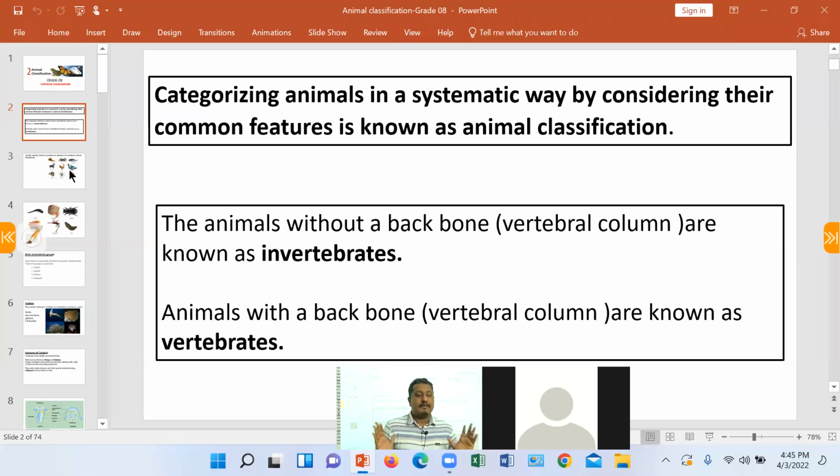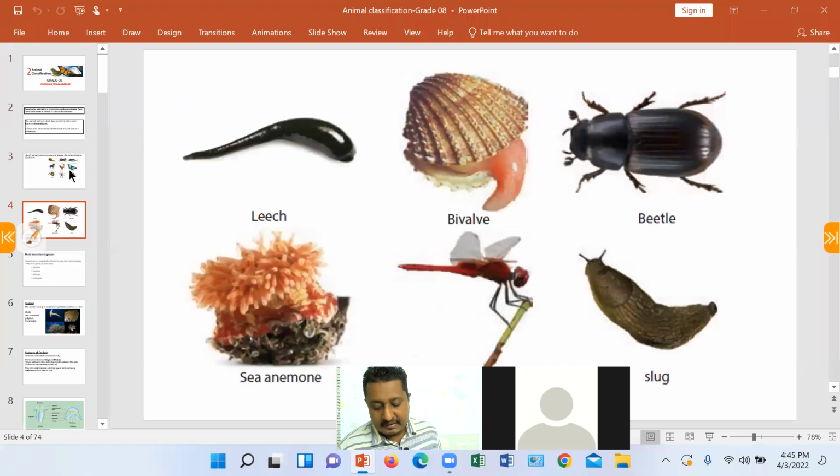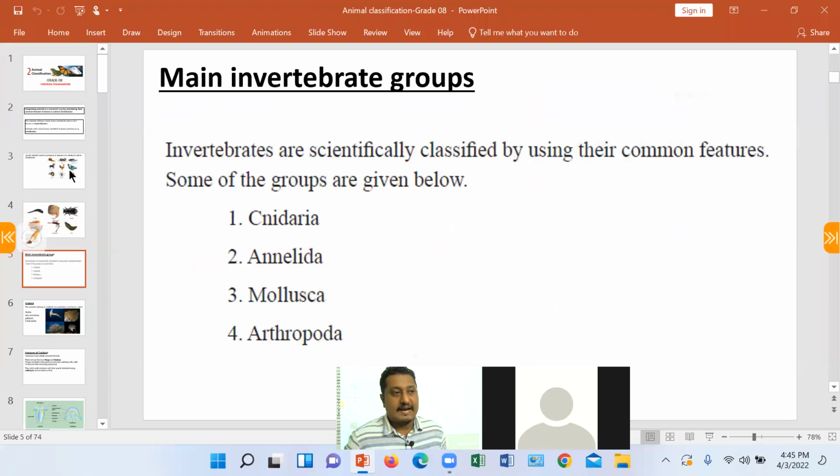Presence or absence of a vertebral column. Okay. Then first we learn invertebrates, and I told you that invertebrates can be further classified into another 4 groups for your level. Actually, there are more than 5 groups. You will learn them later. You are still in grade 8, no? So for grade 8 students, 4 groups of invertebrates is enough. Can you tell me what those groups are?